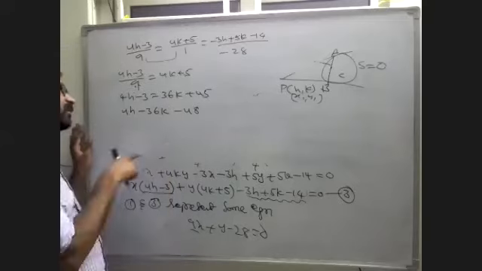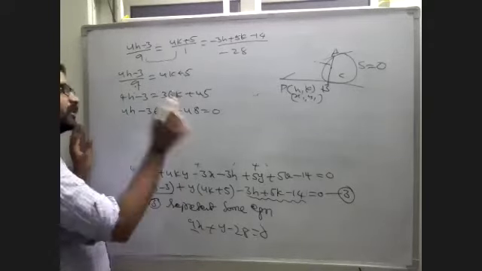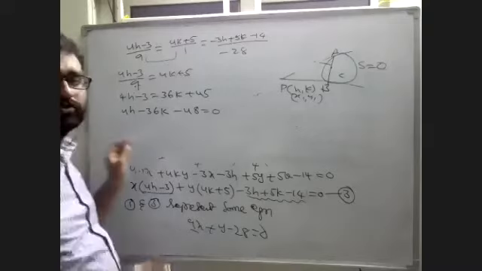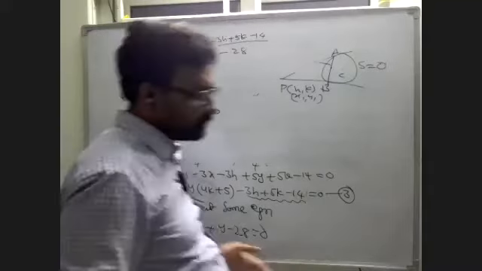So we can take what common? 4 common. Taking 4 common, what you will get? 4 times 1, 4 times 9, 4 times 12. So keep aside. Let us see what we require. Then we will do like that.